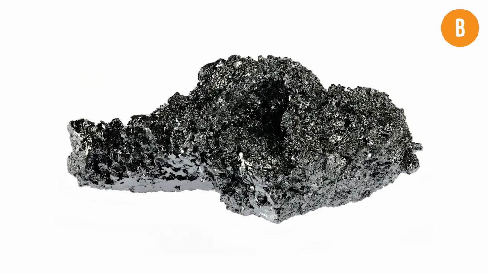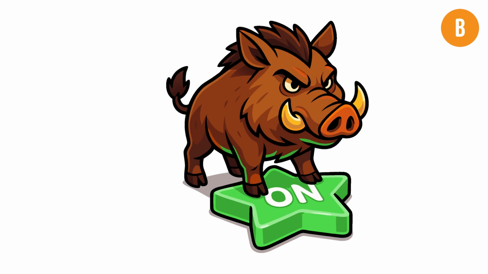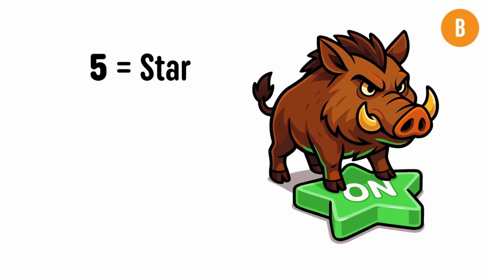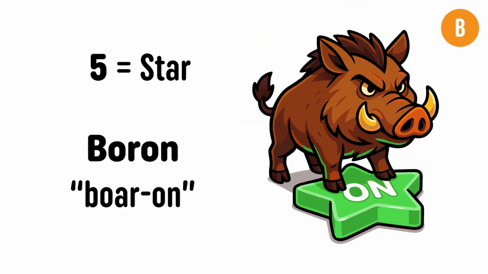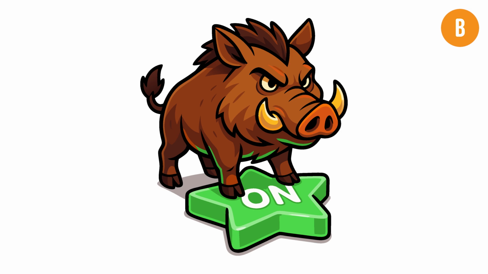Boron is the 5th element of the periodic table. This image represents boron. The number 5 is represented by a star because stars have 5 points. Next, we have to convert the name boron into a picture. Boron sounds similar to bore on, like a boar standing on an on button. If we picture a boar standing on a star-shaped on button, we will forever remember that boron is the 5th element. This image will be burned into your mind forever every time you think of boron.